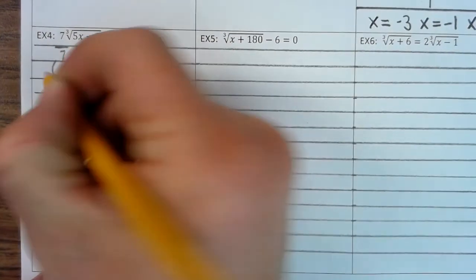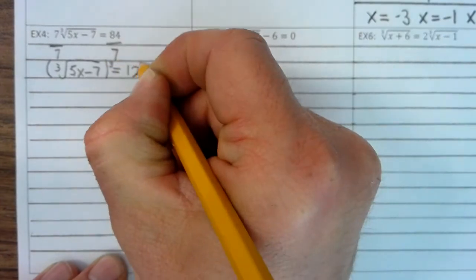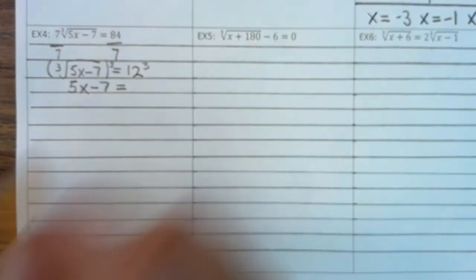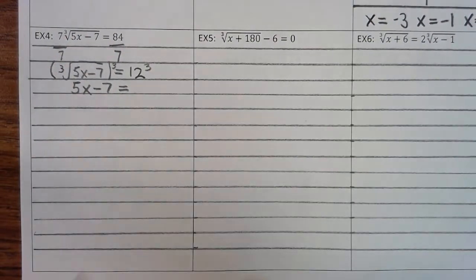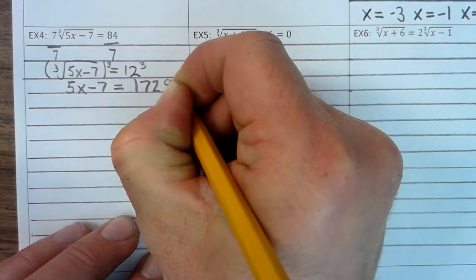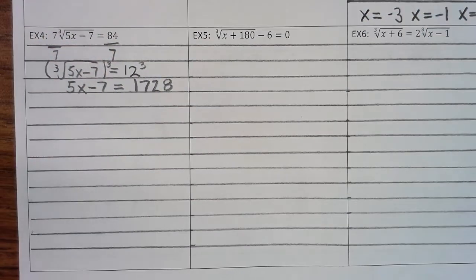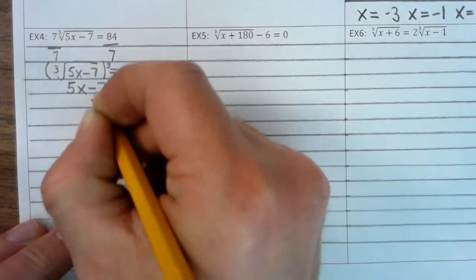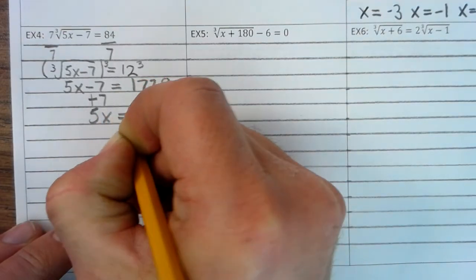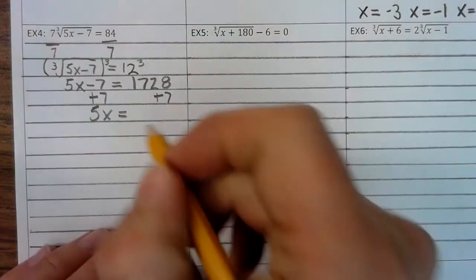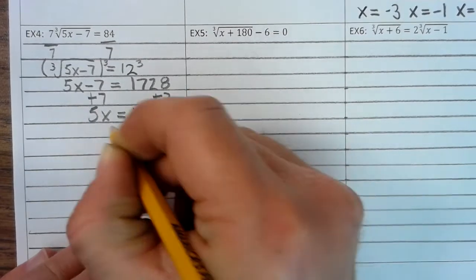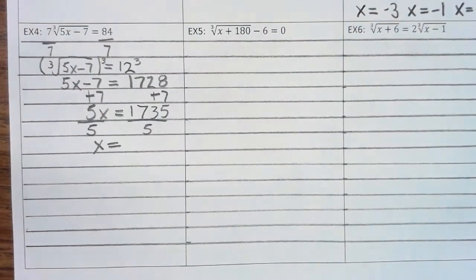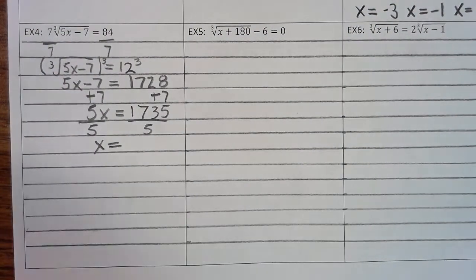Then we cube both sides. That becomes the power of 1 to get 5x minus 7 equals 12 cubed is 1,728. We add 7 to both sides. Get 5x equals 1,735. Divide both sides by 5. X equals 347.